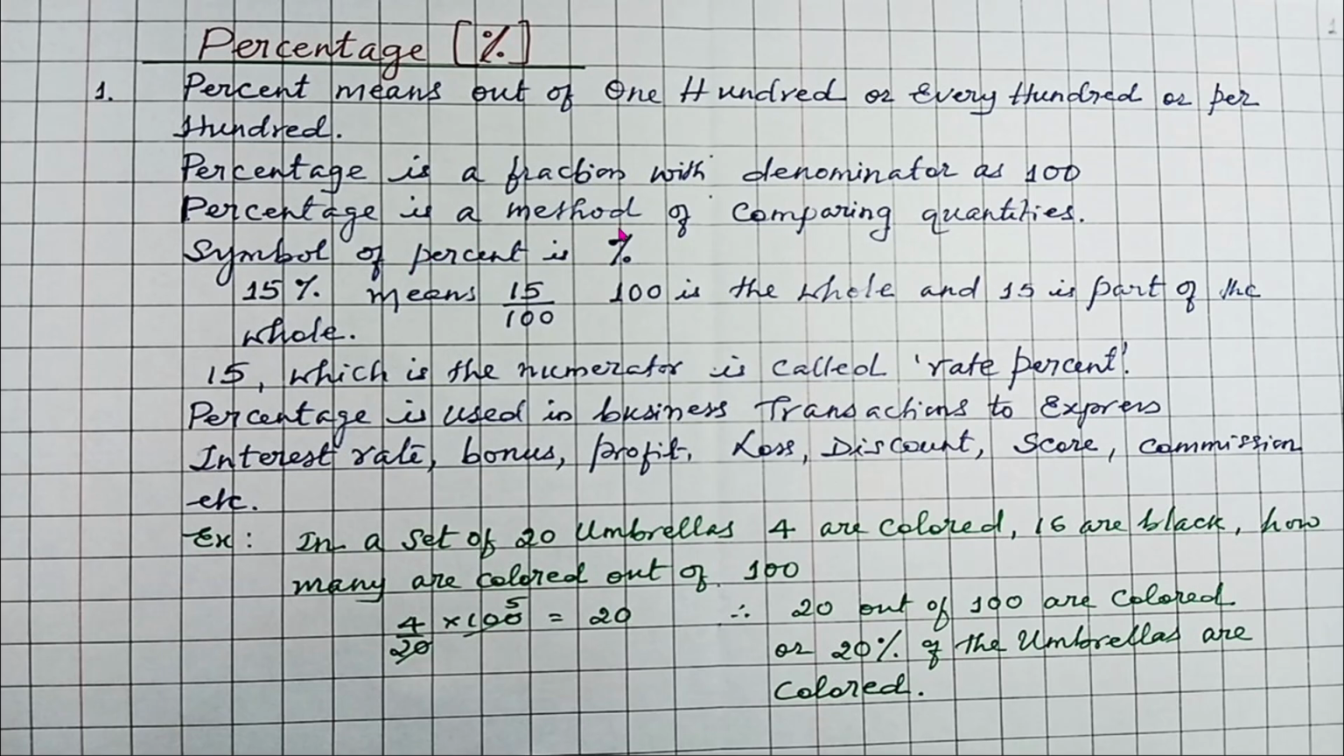The symbol of percentage is a slash with two dots on either side. 15% means 15 out of 100. 100 is the whole here, and 15 is the part. So 15 is a part of the whole, that is 100. 15, which is the numerator, is called the rate percent.